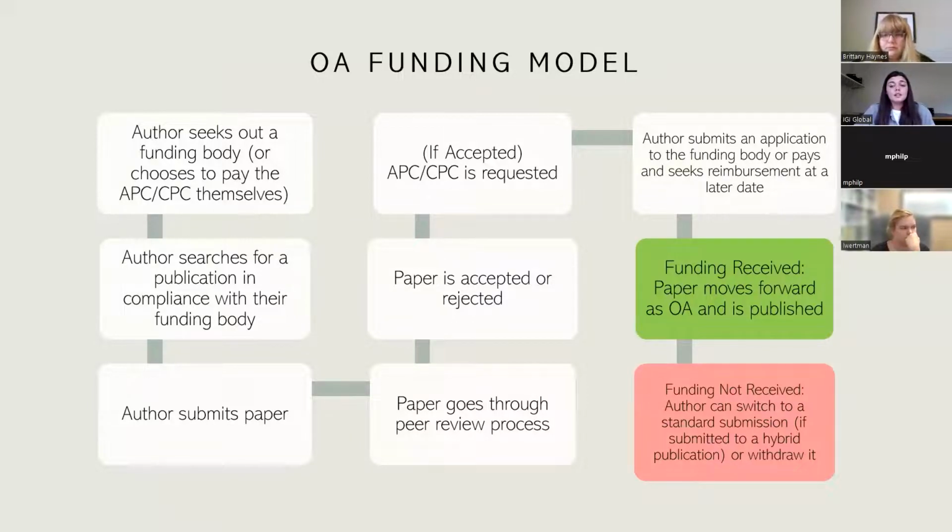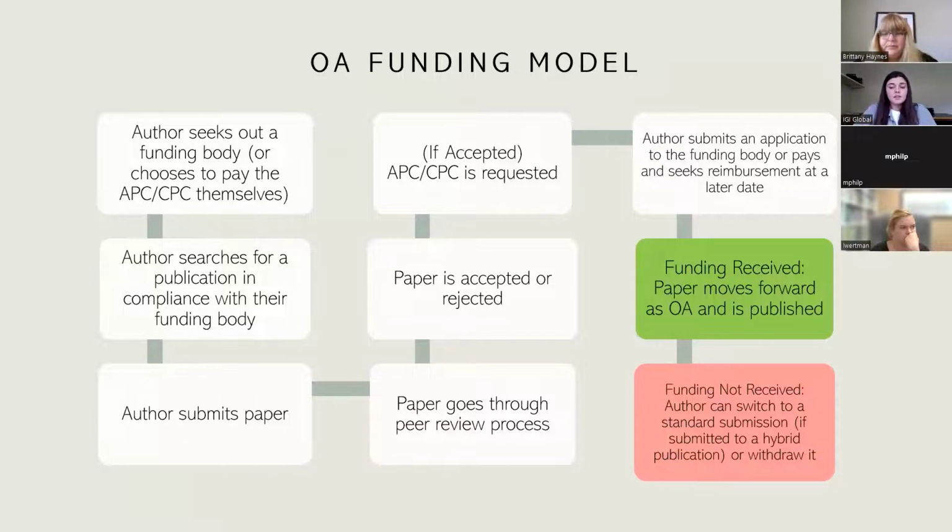So once that funding is secured, it's safe for the author to submit to that open access publication that may be in compliance with their funding body if necessary. The manuscript will go through the peer review process and then either be accepted or rejected. That's when the processing charge will be requested to be paid. And once it is paid, the paper will move forward in the publication process.